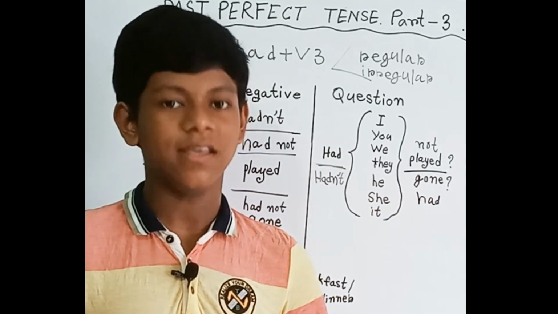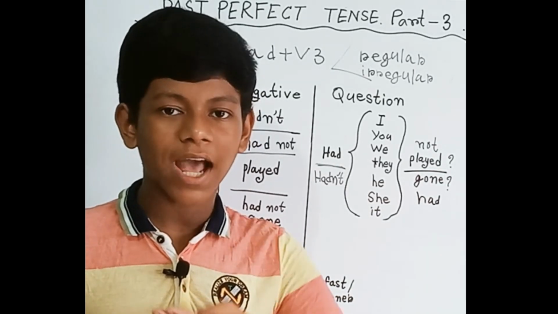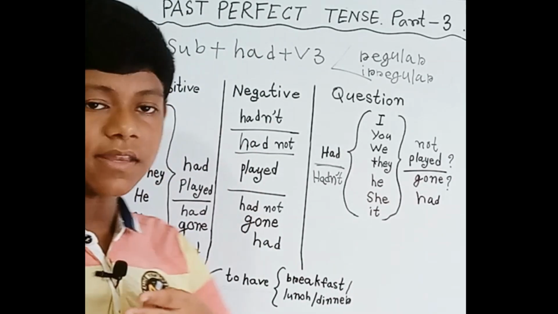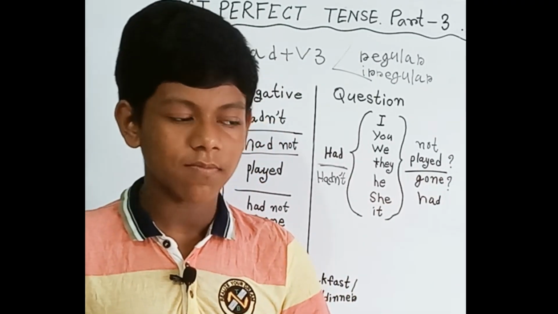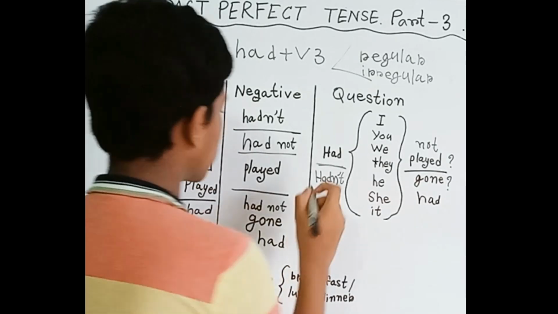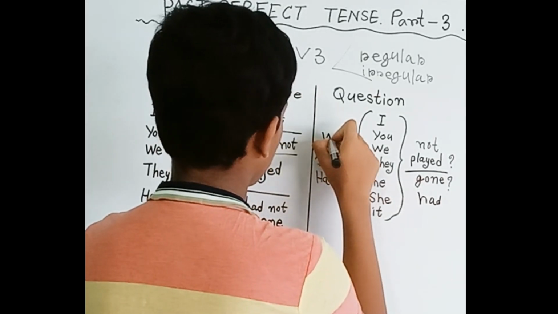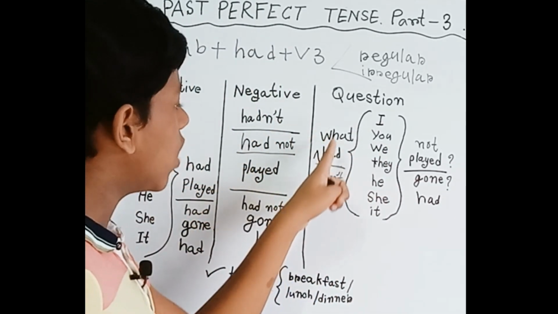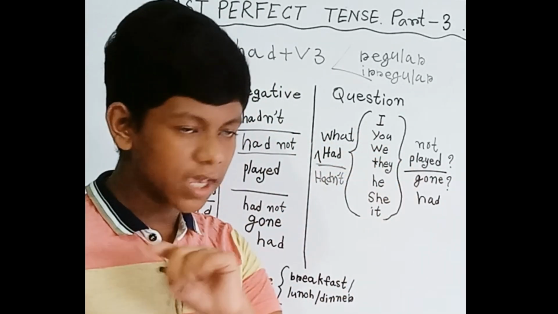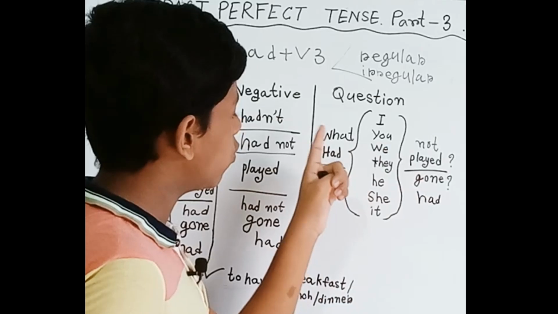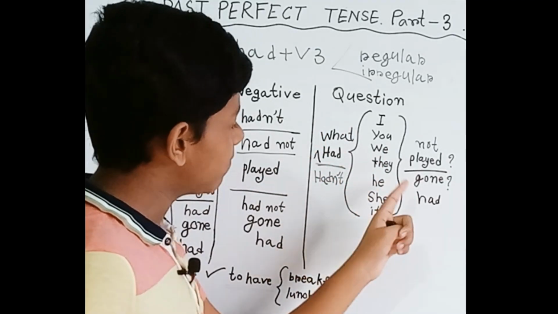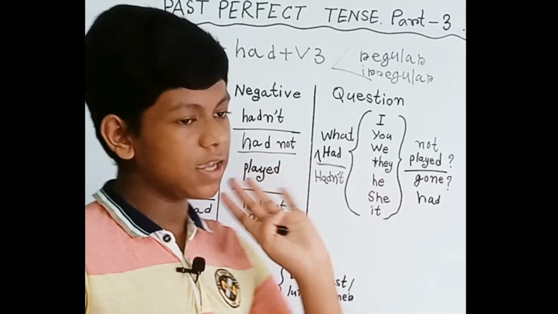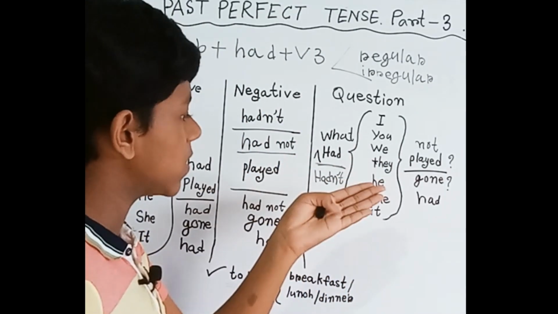Now we will practice the WH words. Sometimes we get stuck with the WH words. Okay, which WH words? Let's imagine. Let's take the WH word what. Let's say it with positive ones. What had I played? Okay, what had you played? What had they played? What had he played? What had she played? What had it played? Same like, it will be the same with the irregular ones.